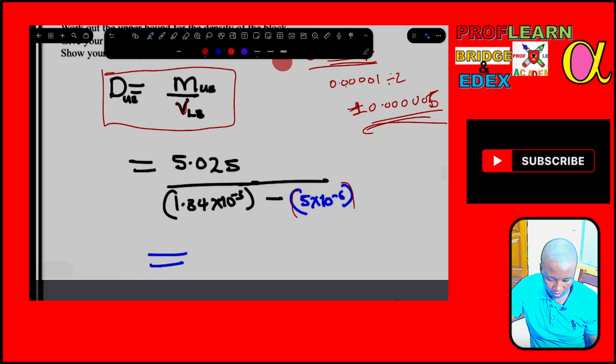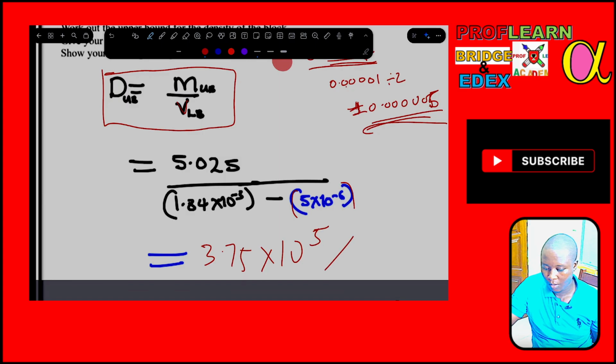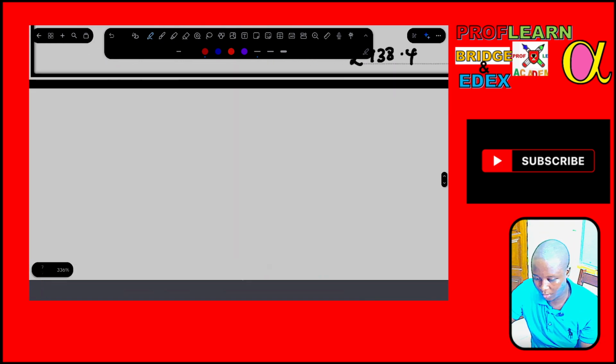Yeah, so that translates to 75 times 10 raised to power 5. Yeah, so this becomes the density of that solid.